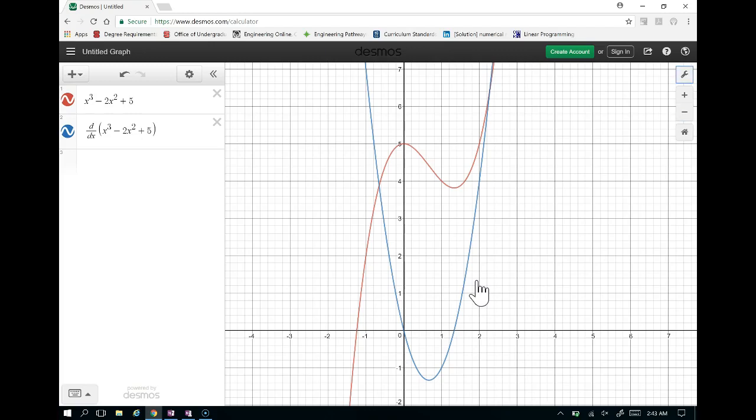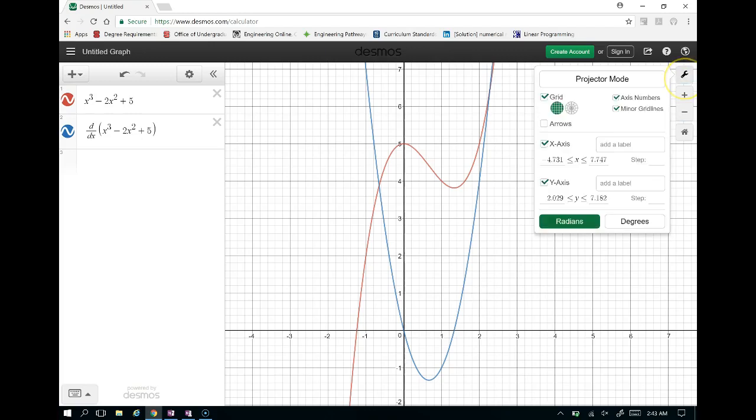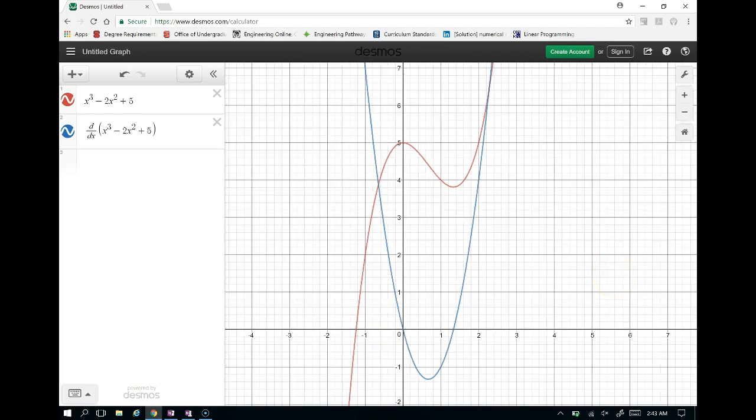And if you click on the wrench, I believe that you can define what you want your window to be, just like we define the window on our calculator. So you can put x is between an upper and lower bound, and y is between an upper and a lower bound, if you know a specific range you want to look in. So Desmos can be really, really useful and really helpful. Personally, I think it's more useful than the graphing calculator.